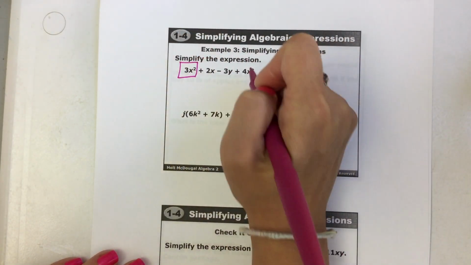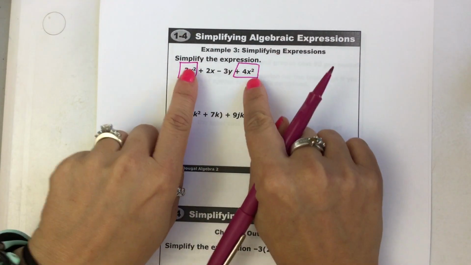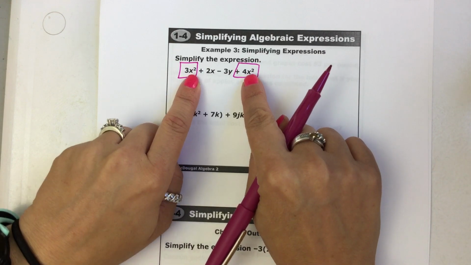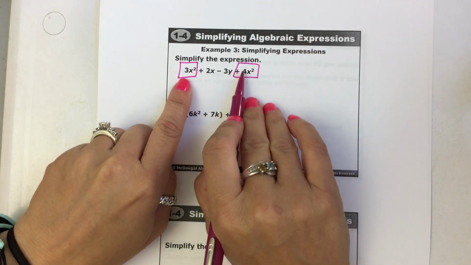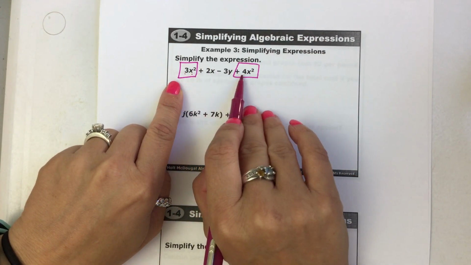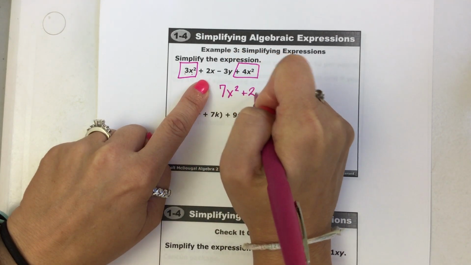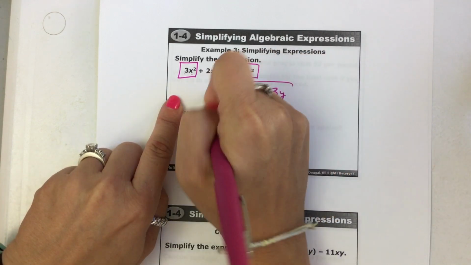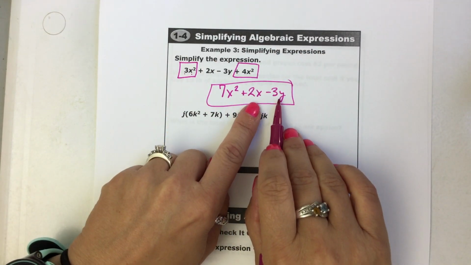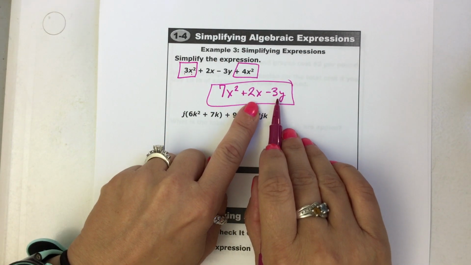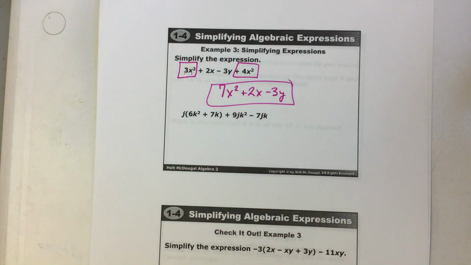This term has 2 x's because it's x squared. This term also has x squared. So I can combine them. 3x squared plus 4x squared gives me 7x squared. Then I have a 2x and a minus 3y. These are still part of your solution. You just did not change them because you couldn't combine them with any other term.